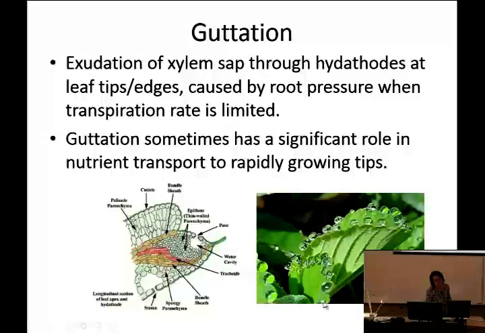But guttation is not the condensation of water from the air. It's xylem sap squeezed from the plant. So there is a hydathode. This is a pore at the end of the xylem. When xylem is pressurized, when push is dominating over pull, you start seeing this guttation. So it's a good indicator in certain species like strawberry to see the big xylem pressure.